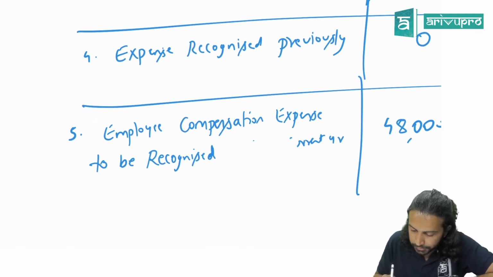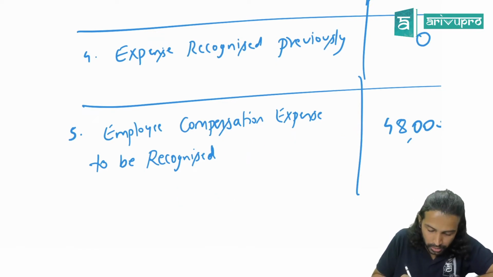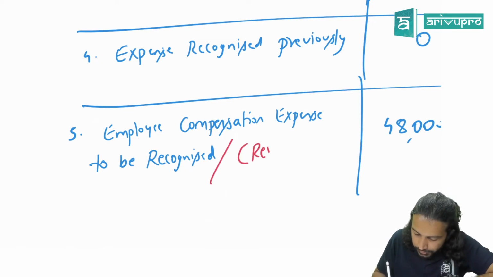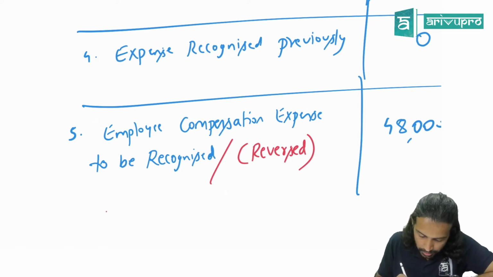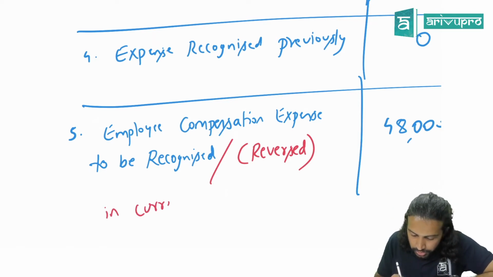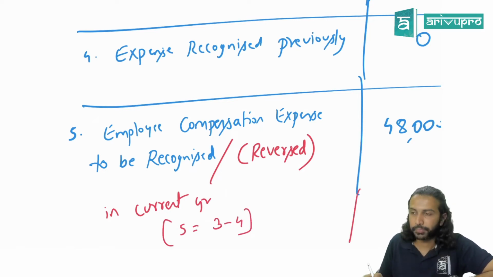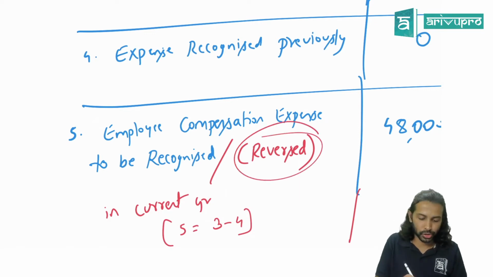Sorry, my bad. I thought reversal was not there in this problem. Expense to be recognized, in bracket we will write reverse. Sometimes you need to recognize, sometimes you need to reverse, depending on the scenario. Expense to be recognized / reversed in current year. Now I will write 5 is equal to 3 minus 4. That is same. Just one word, reverse, you should have added in bracket.